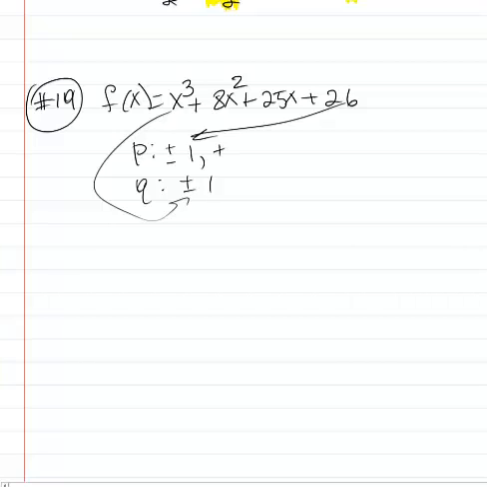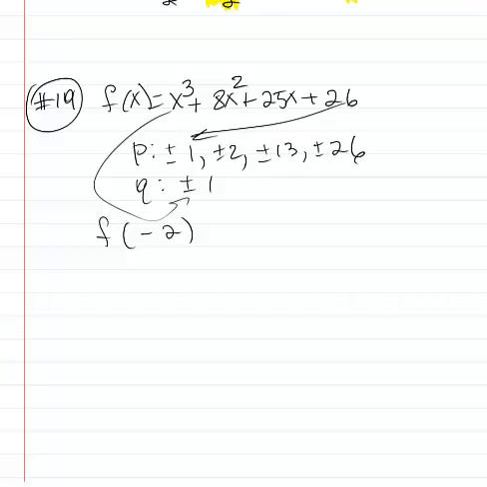So 1, 2, what else is 26 divisible by? 13. Actually, not that many. Okay. So let's check them out. If you try 1, -1, 2, they would not work. The one that does work would be -2. Now, I'm skipping a few steps. You have to go through and see it for yourself, and you should check that -2 will eventually work.